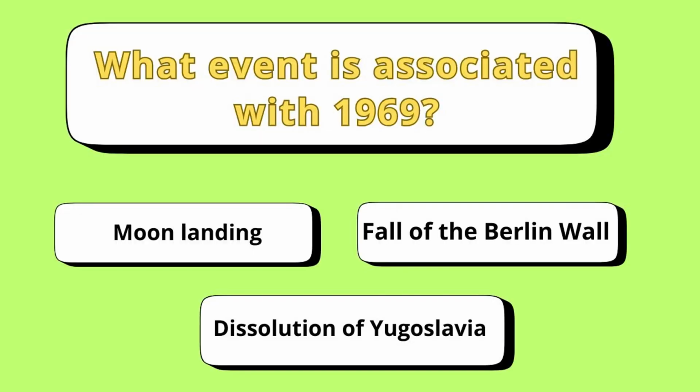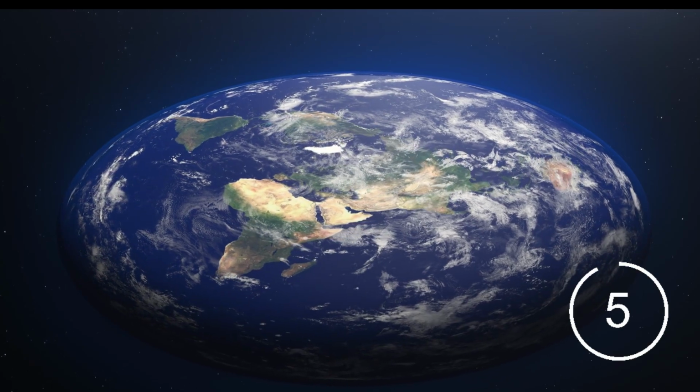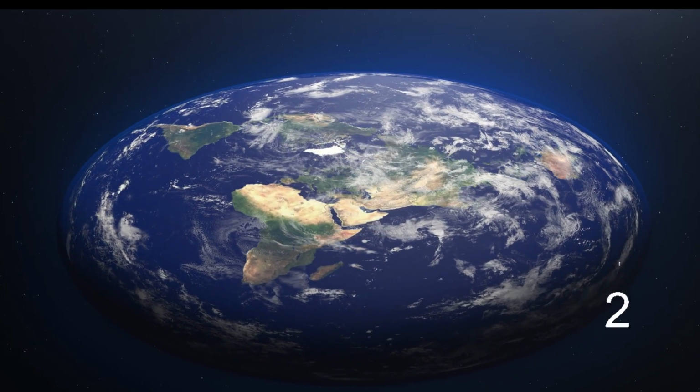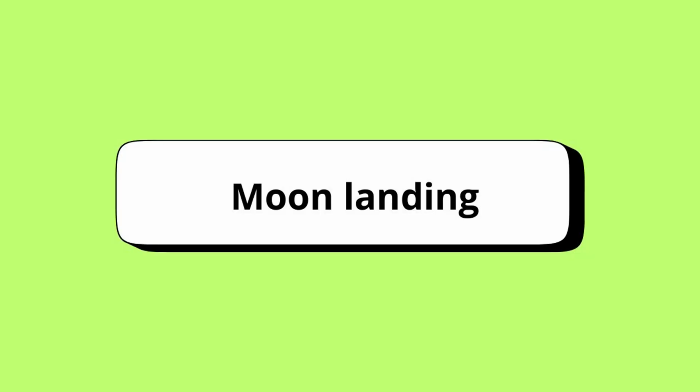What event is associated with 1969? A. Moon landing. B. Fall of the Berlin Wall. C. Dissolution of Yugoslavia. Moon landing.